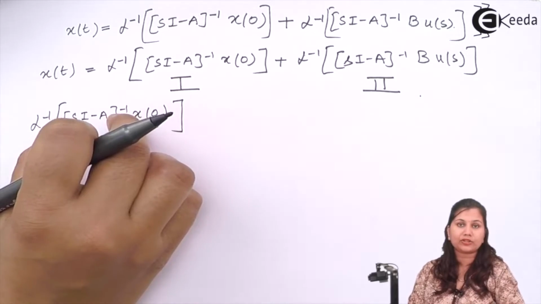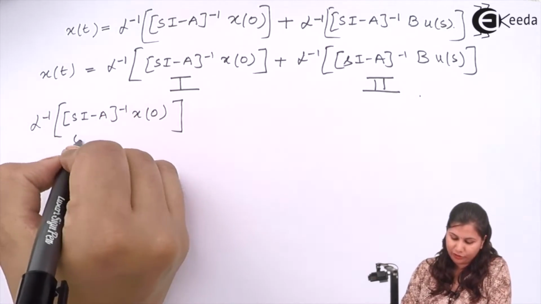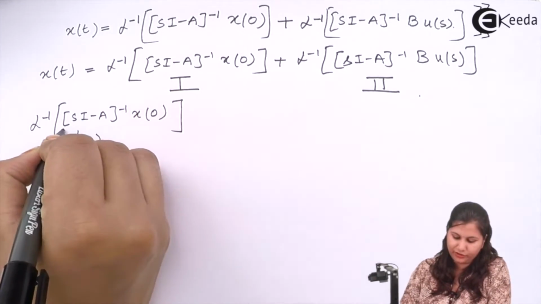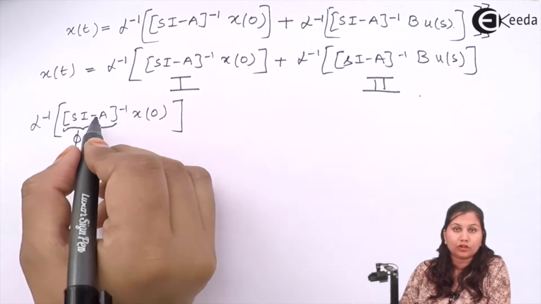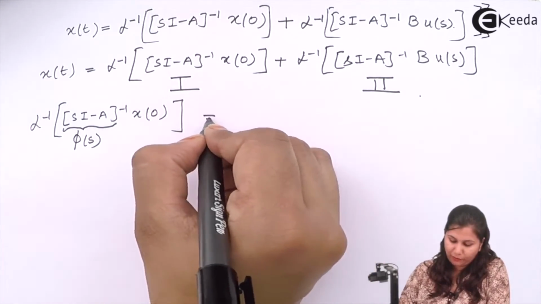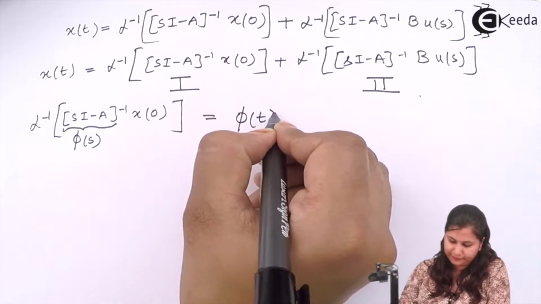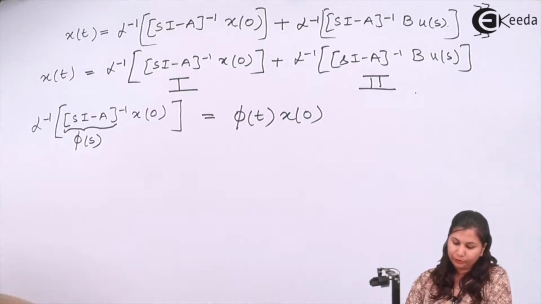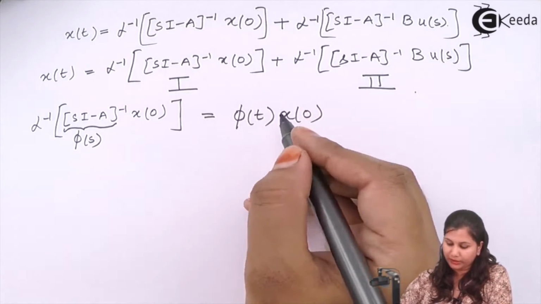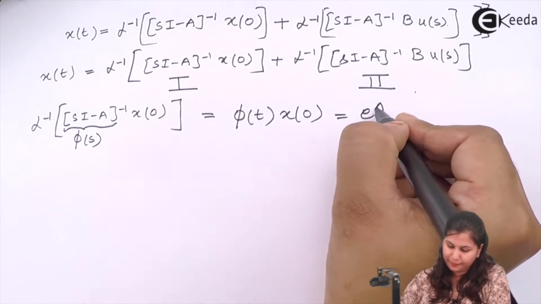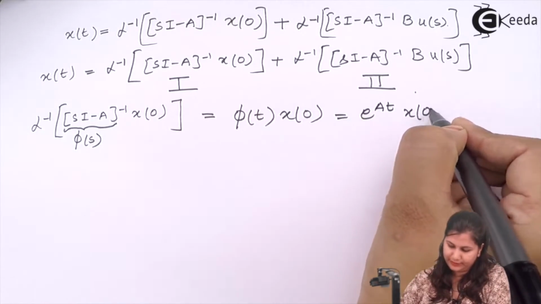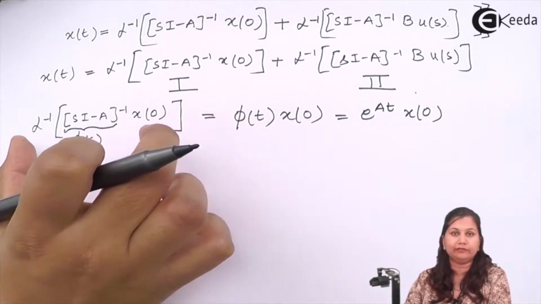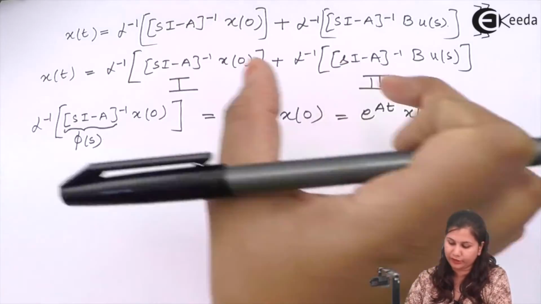Now the inverse Laplace transform of (sI minus A) inverse is what our state transition matrix phi(s) is. And the inverse Laplace transform of phi(s) is phi(t), and x(0) is as it is. Now we know that this phi(t) is e raised to the power At, so we have e raised to the power At times x(0). So we have obtained the inverse Laplace transform of the first part.